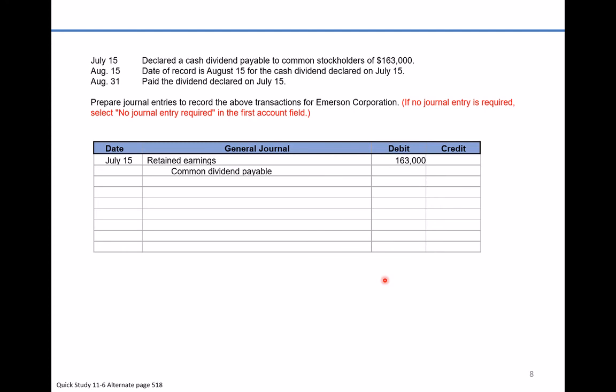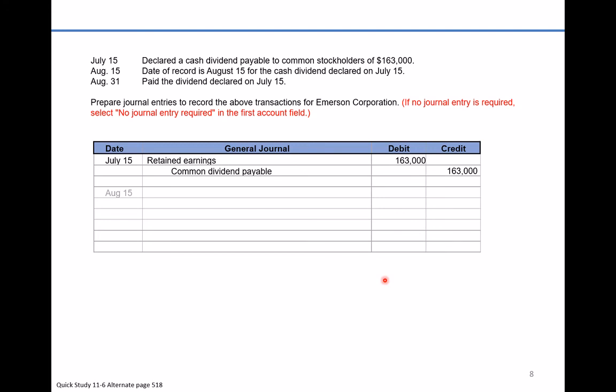We're not paying out the dividends just yet. The dividends will be paid out in the future. We're just making the declaration on July 15th. So the offsetting entry is a payable account called Common Stock Dividend Payable in the amount of $163,000.